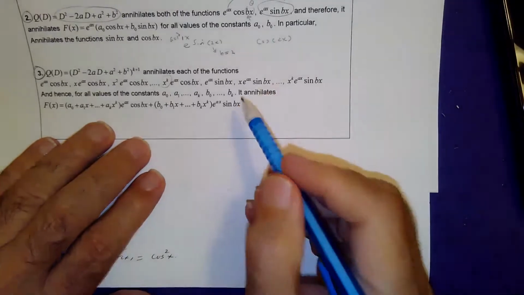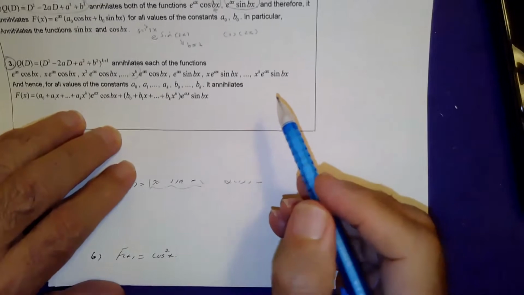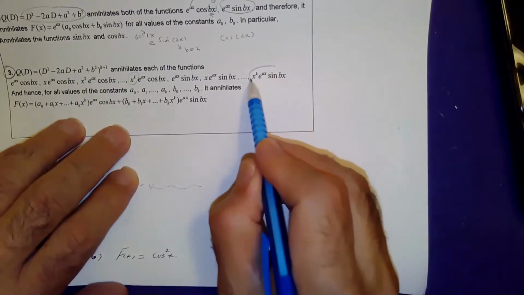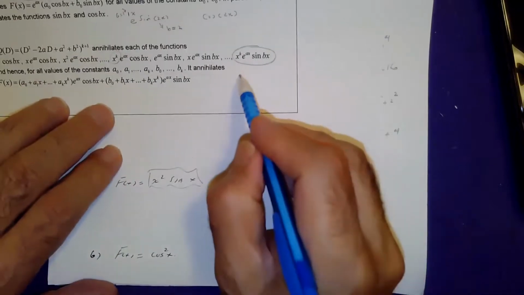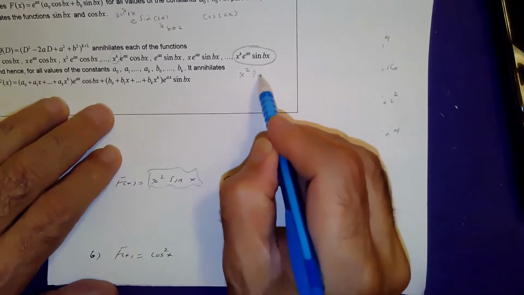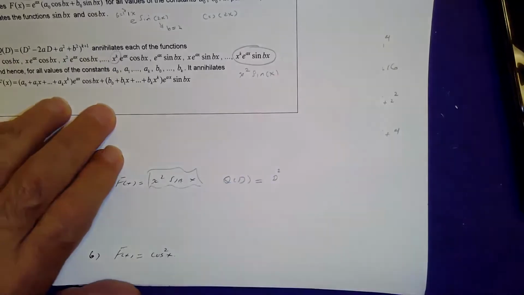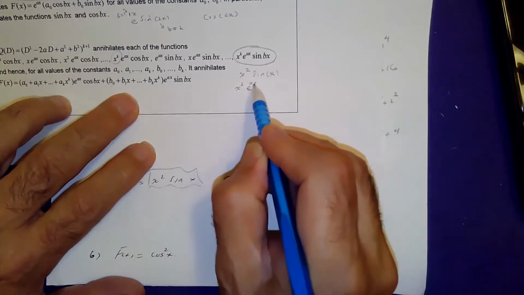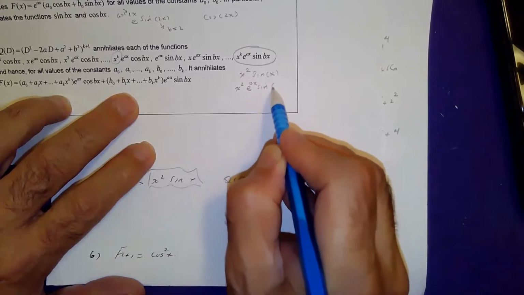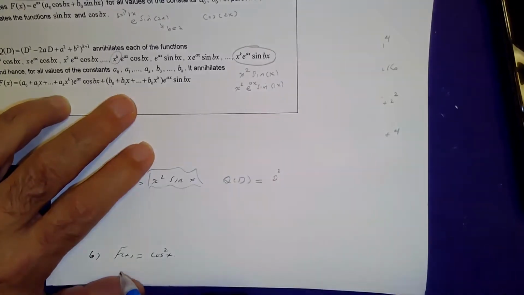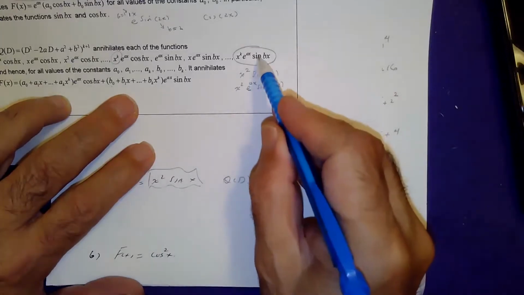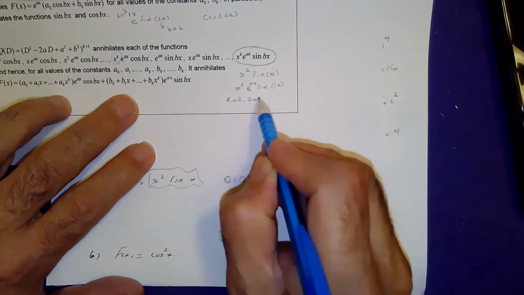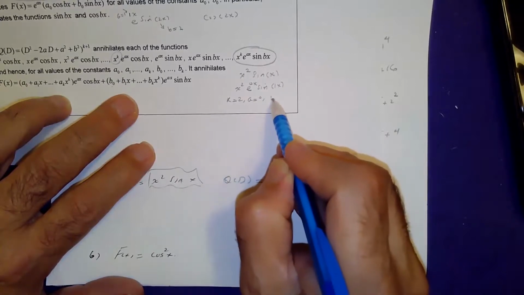It looks like this. What is my problem? x squared sine of x. Or I can write this as x squared e to the 0x sine of 1x. Comparing this to the formula, it looks like my k is 2, my a is 0, my b is 1.